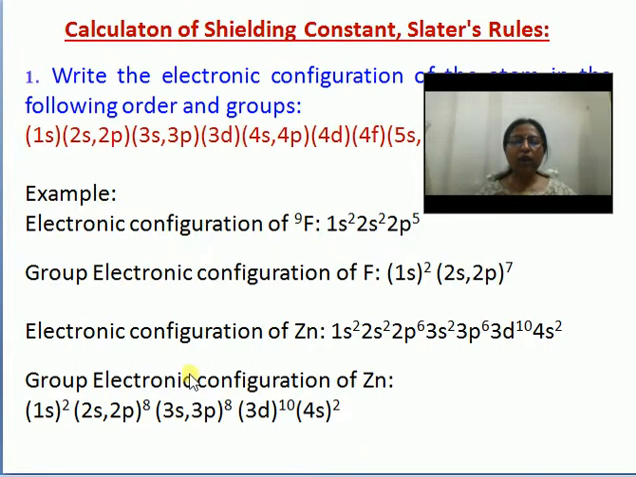Now we will go for another atom, zinc. Its electronic configuration is 1s2, 2s2, 2p6, 3s2, 3p6, 3d10 and 4s2. What will be the group electronic configuration? Following this rule, I have written 1s2, then 2s2p we will be writing together, and the number of electrons will be 8, 6 plus 2. Then we will be writing 3s and 3p together, and it will also be 8. And then 3d we will be writing separately, and the number of electrons is 10 here, and we will be writing the 4s also separately.